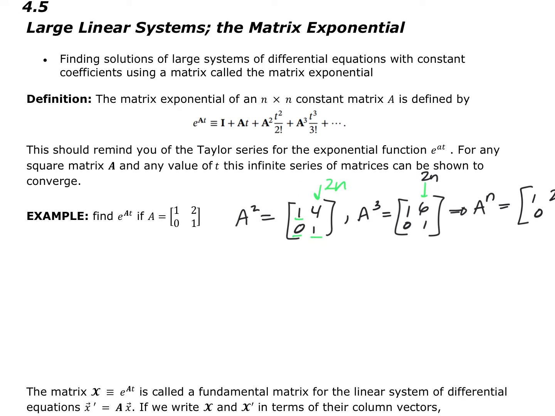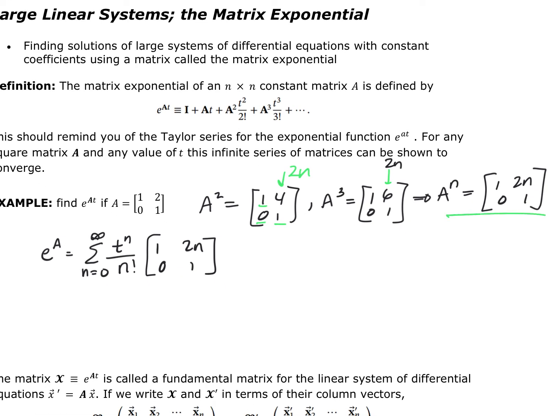So e raised to the A is going to be the summation of n equals 0 to infinity of t to the n over n factorial, multiplied by the matrix 1, 2n, 0, and 1. That comes from here. Now you're thinking, okay, I get the n factorial, but where is this t to the n coming from? I'm not seeing that. Well, it's coming from up here. I have A times t, A squared times t squared over 2 factorial, so that's why I have a t right there.